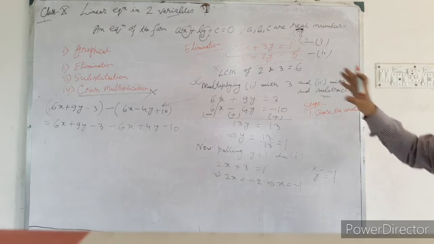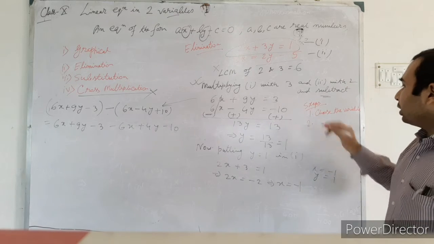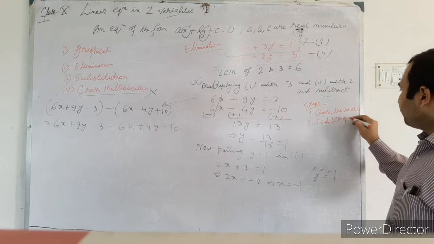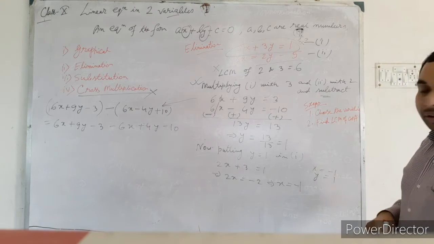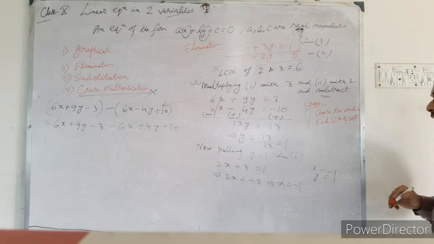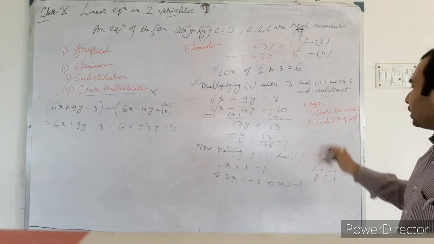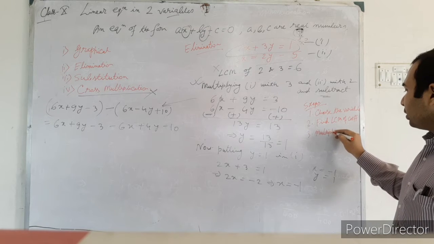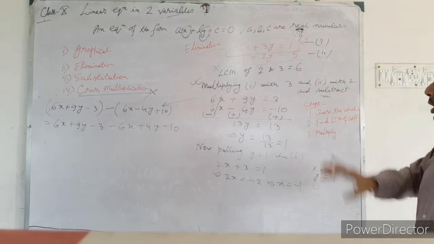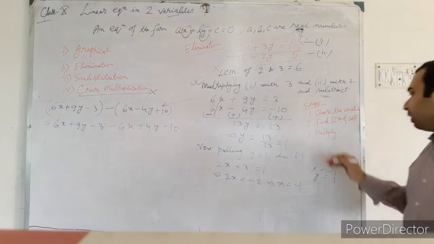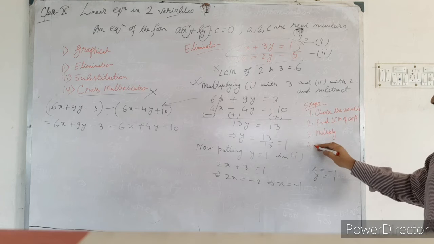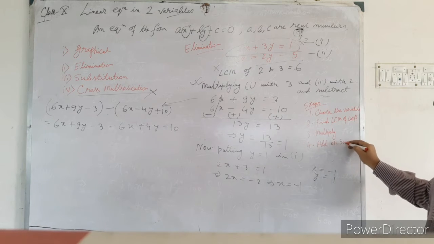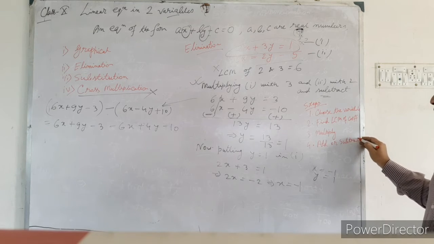In which variable you have to eliminate, choose this one. Number 2, find the LCM of coefficients of those two variables, a single variable for those two equations. Number 3, multiply the equations properly to get the LCM there. Number 4, add or subtract. Situation wise it will be changed.